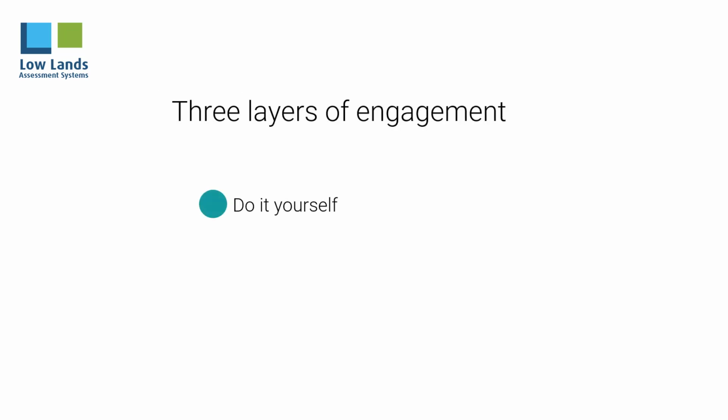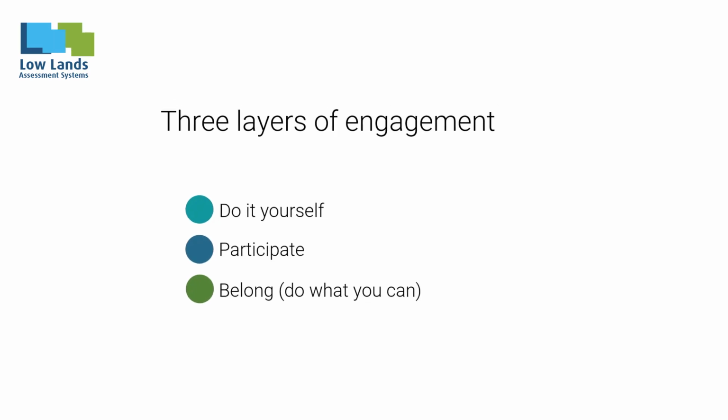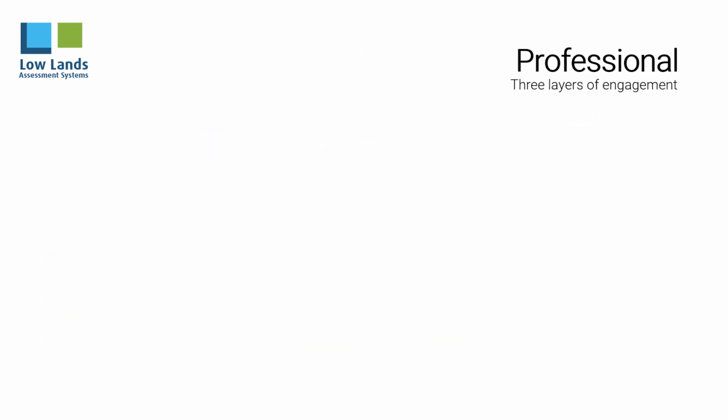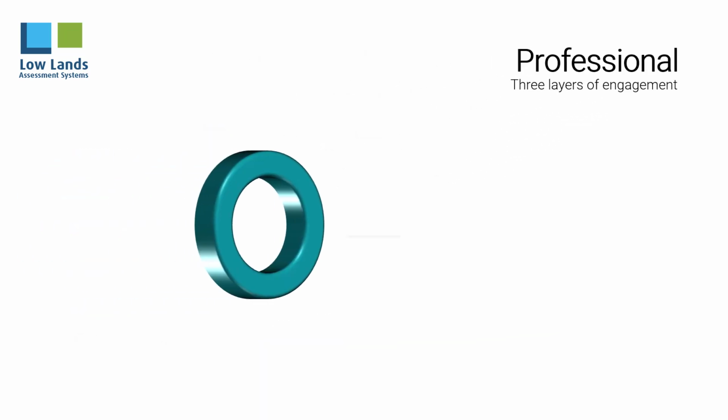We distinguish 3 layers of involvement: doing it yourself, joining in, or belonging. And we take 2 perspectives: art as a professional activity and doing something with art as an amateur, as an enthusiast. Let's start with the professionals. In the center, of course, we have the core, doing it yourself. So here we find professional artists. Think of a painter as an example. The painter paints paintings.